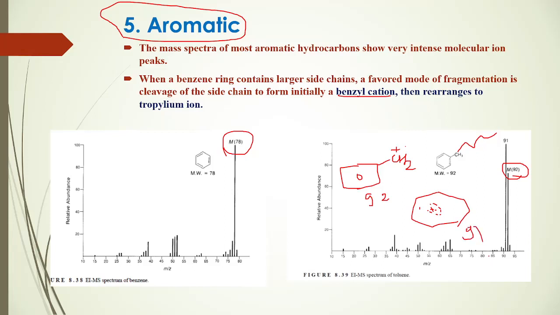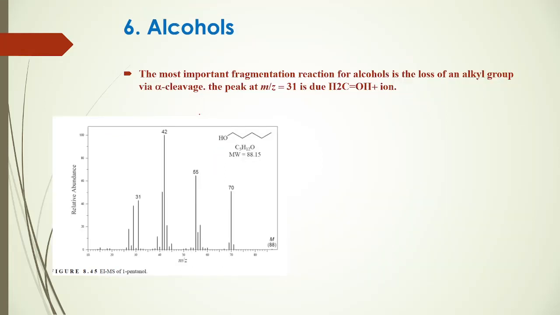So any aromatic ring with a side chain will show us the peak at 91, and this 91 will correspond to nothing but the tropylium ion. Okay, so this is how the aromatic compounds will show us the fragmentation. Now let's go for the next functional group. This is the alcohols.